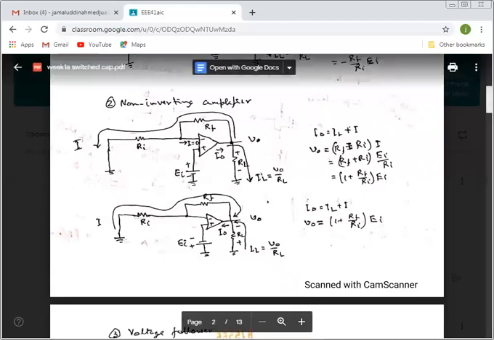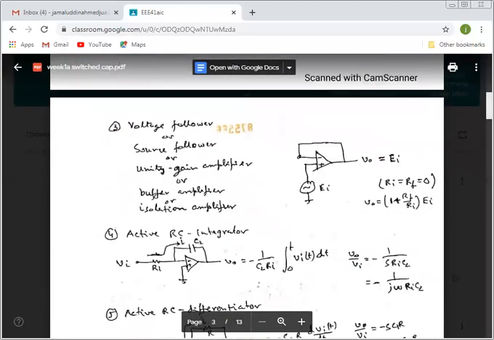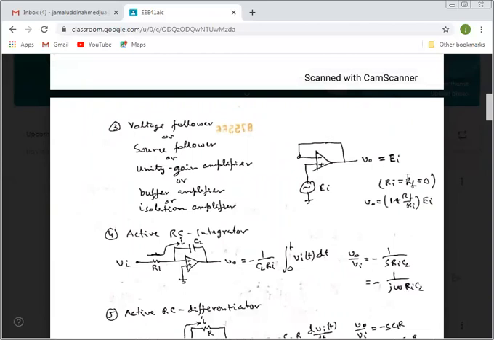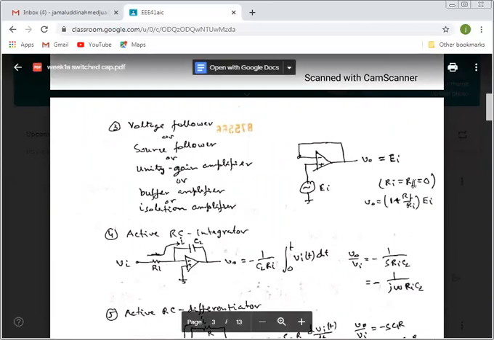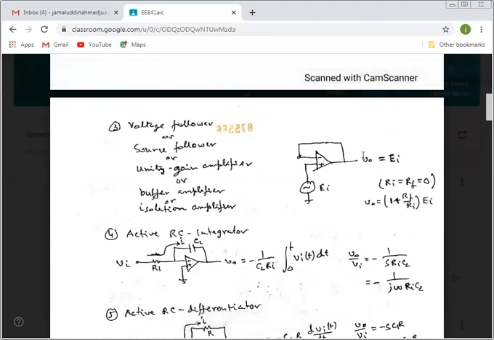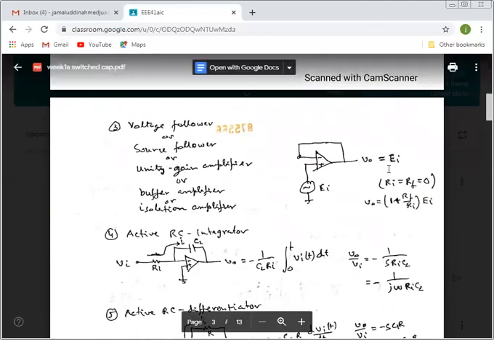times EI from the supply. A unit buffer, in a unit buffer we don't have any resistance, no RI, no RF. That means RI and RF both equal 0. So if we put those RF and RI values, then V0 becomes EI, the supply voltage. So it's called a buffer. The output is equal to the input voltage.